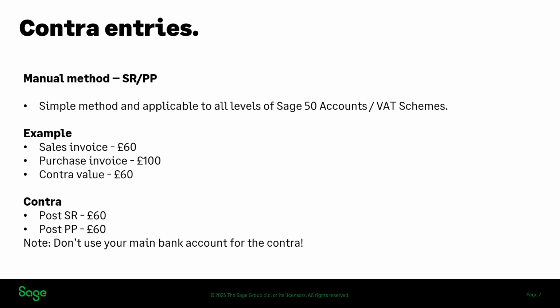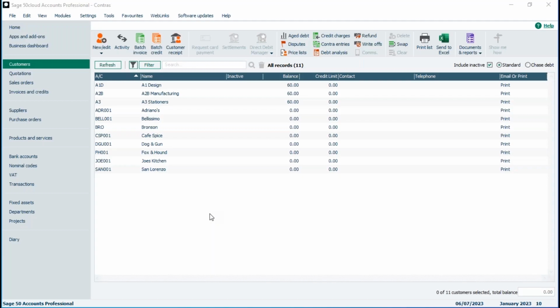So let's quickly run through that and set the scene a little bit. I'll quickly share my desktop so you can see my software. I've got virtually nothing entered in this company, but I've got some customers and suppliers set up, and some outstanding balances already on there as well, picking up on the example we just mentioned. So you can see I've got 3 customers here.